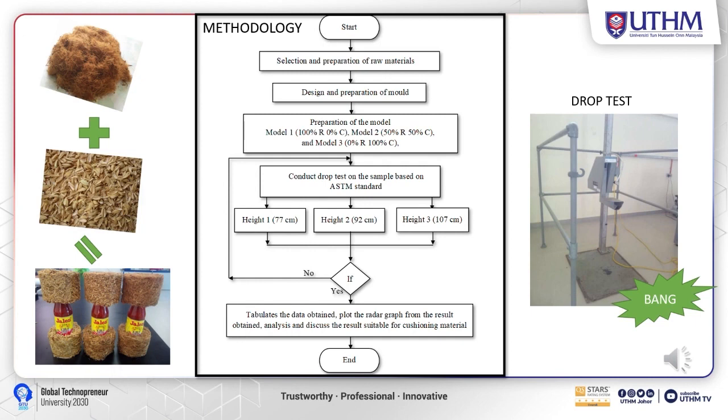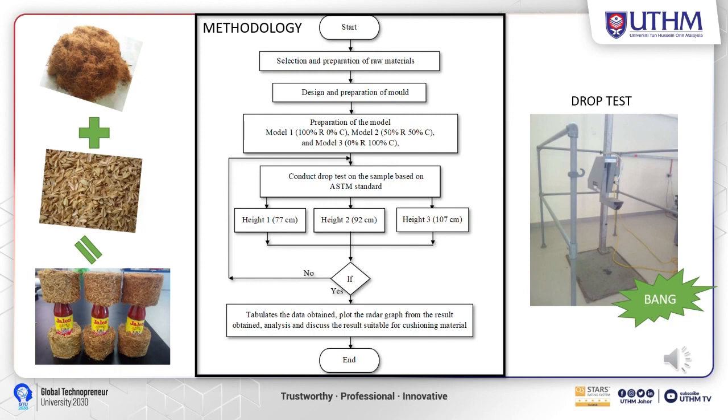Alright, now for the preparation of the mold. Three different cushion models are provided based on the raw materials of rice husk and coconut fiber. Each model's total raw material weight is 200 grams. This 200 grams is divided equally between the upper cushion model and the lower cushion model. On the next slide, we'll be showing the three different models.